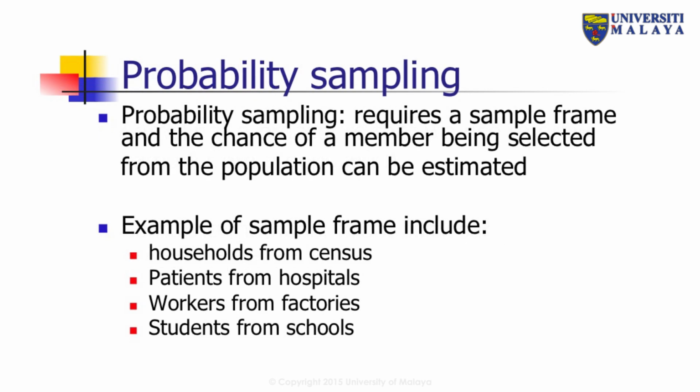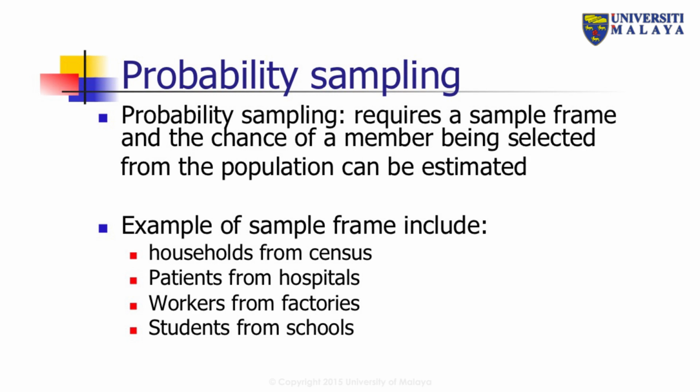Probability sampling requires a sampling frame, and samples are randomly selected from this frame. Some examples of sampling frame include a list of households from the national census, patients from hospital, workers from factory, students from school, and so on. In our case, where we are interested in the smoking status of university students, the sampling frame would be a list of students from this university.